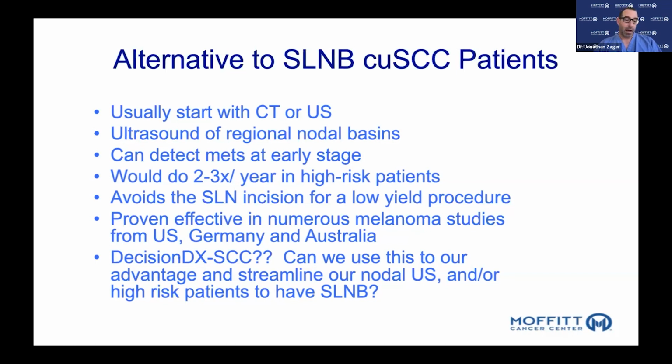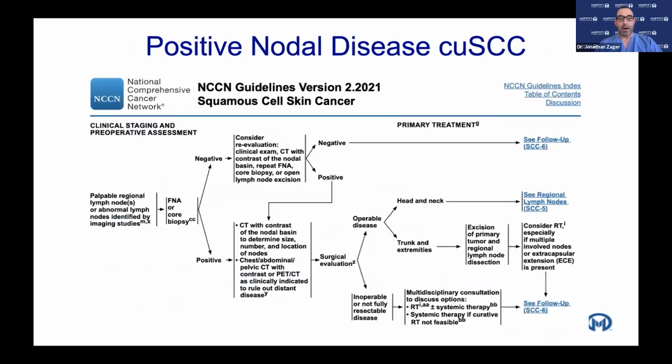And then there are even further tests that we're not going to get into today of using gene expression profiling to potentially identify patients who are higher risk for distant and regional spread. And that might be able to help streamline our cases where we would do a sentinel lymph node biopsy. What happens in those patients that do have positive nodal disease? And I said, 1 to 2% of those 2 million cases a year are going to have lymph nodes.